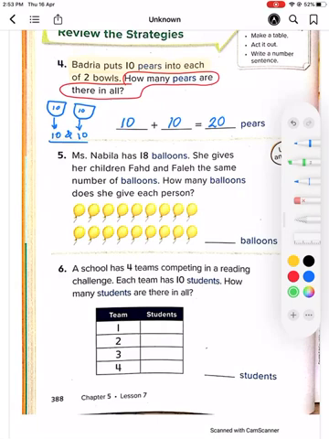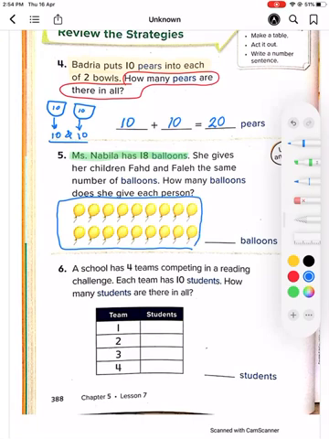Miss Nabila has 18 balloons. She gives her children, Fahad and Faleh, the same number of balloons. How many balloons does she give each person? Okay, let's highlight our information. Miss Nabila has 18 balloons. So she has only 18 balloons, okay? And let's say that this is her balloons. Can you see them?